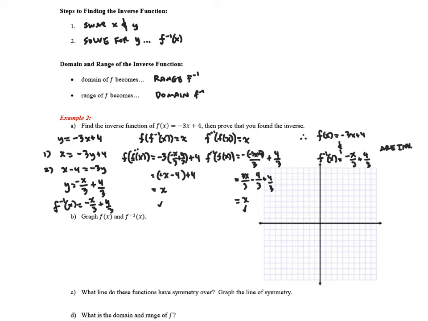Part B says graph f and f inverse. All right, so f I'm going to graph. We'll go up here to 4 with a slope of negative 3. There is f of x. And f inverse has a y-intercept of 4/3 and a slope of negative 1/3, so negative x over 3. So down 1 over 3.